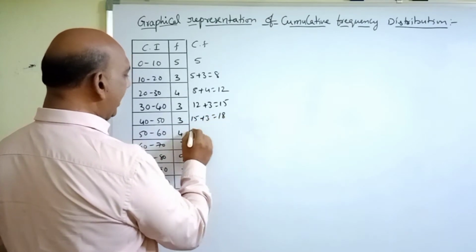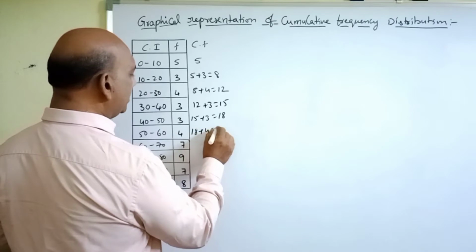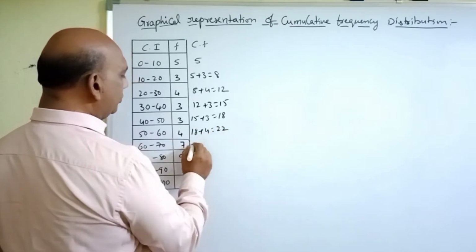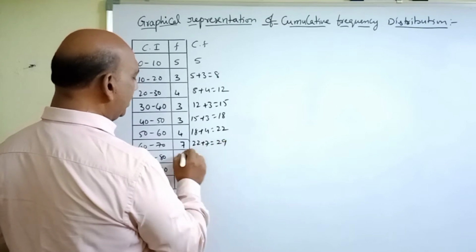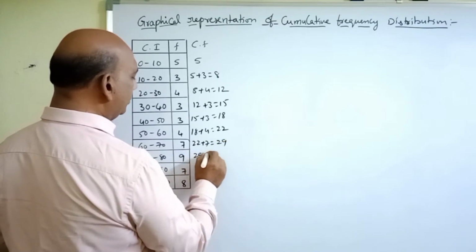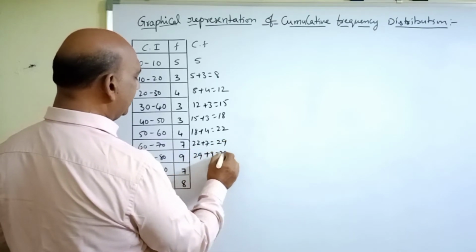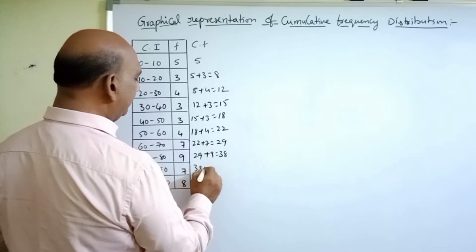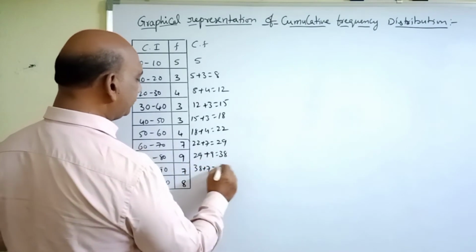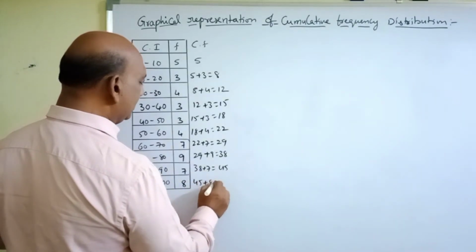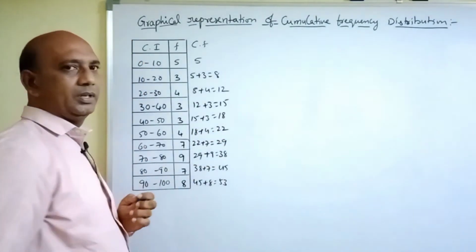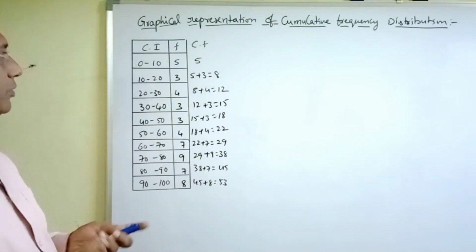For this 18 add 4, 18 plus 4 is equal to 22. To this 22 add 7, that is equal to 29. 29 plus 9 equal to 38. 38 plus 7, this is equal to 45. 45 plus 8, this is equal to 53. These are called cumulative frequencies.